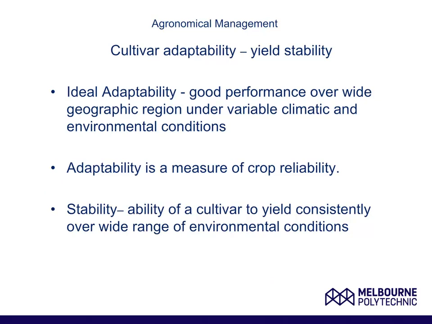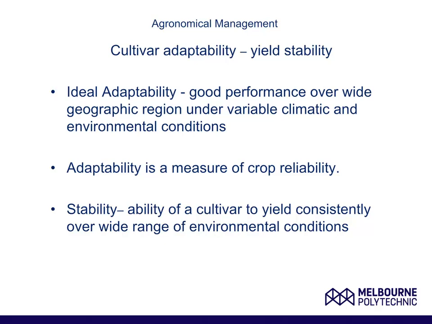In commercial enterprise, one of the most important aspects to try and obtain is yield stability. That is, you keep the yield the same year in, year out. How stable a crop's yield is can depend on the cultivar's adaptability to your environment. Therefore, an ideal adaptability characteristic of a plant would be for it to have a good, optimal and consistent yield performance over a wide geographic region under variable climate and environmental conditions.